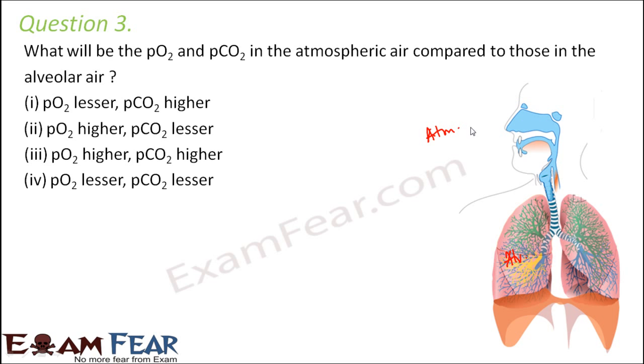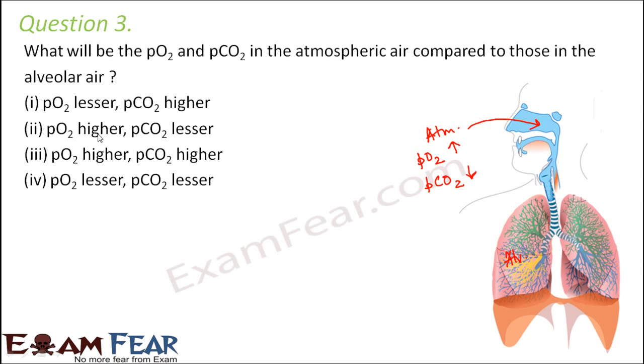Now how does the air move? The movement of oxygen occurs in this fashion. That means the partial pressure of oxygen is more in the atmosphere when compared to the partial pressure of oxygen in the alveoli. So the partial pressure of oxygen in the atmospheric air will be more, and the partial pressure of carbon dioxide will be less.